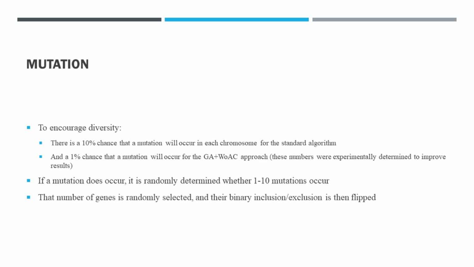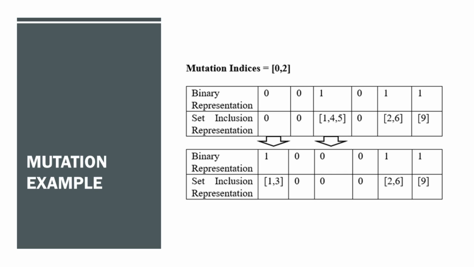So if a mutation does occur, it is randomly determined whether it will include 1 to 10 mutations in the actual genetic material for each chromosome that it's determined a mutation will occur. So that number of genes is then randomly selected, and their binary inclusion or exclusion in the list is then flipped. Here I included a visual representation of how that mutation looks with the binary representation of the list and also that set inclusion representation that we looked at before.